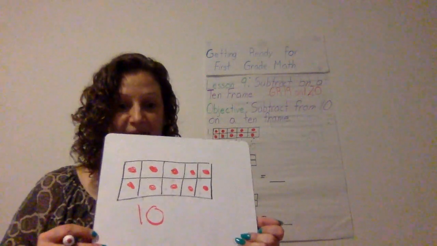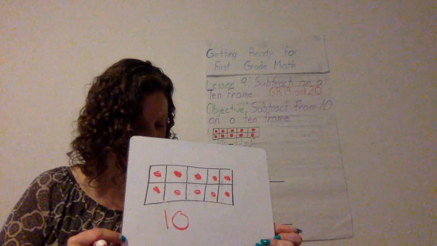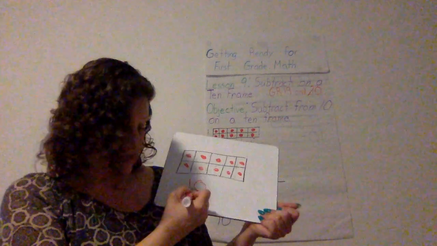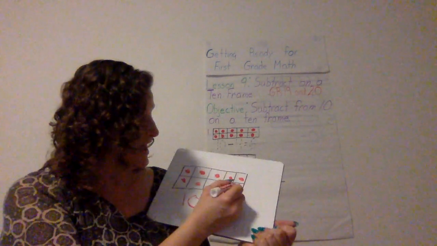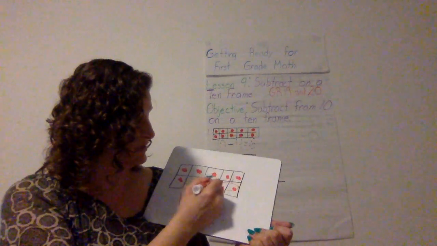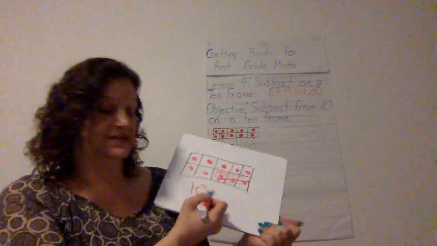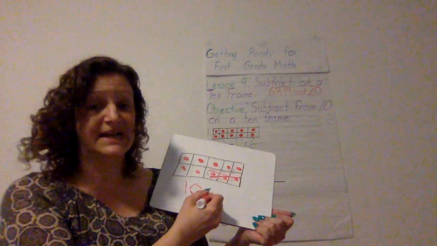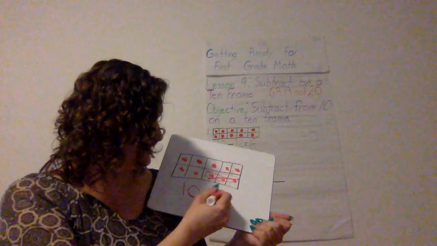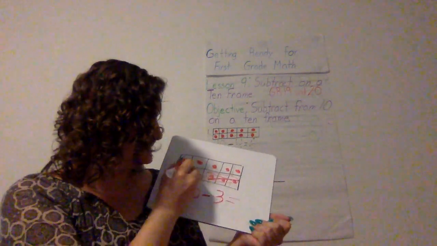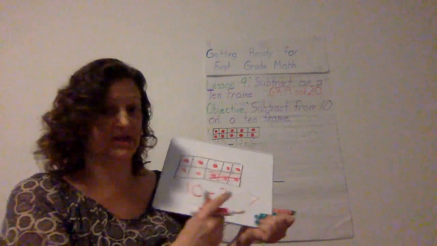So right now I have 10 circles on my 10 frame. I'm going to write 10. If I take 3 of these off, I'm going to show that by crossing them off, but you can erase them. We're subtracting. We use the minus sign. I'm going to write 3. And then I can count and see that I'm left with 7.